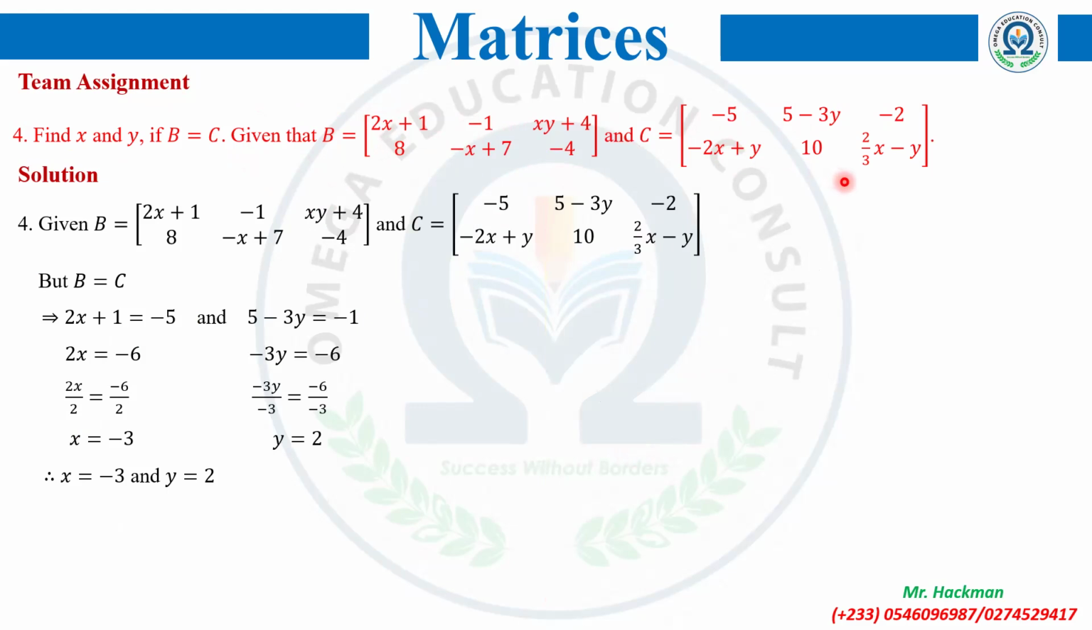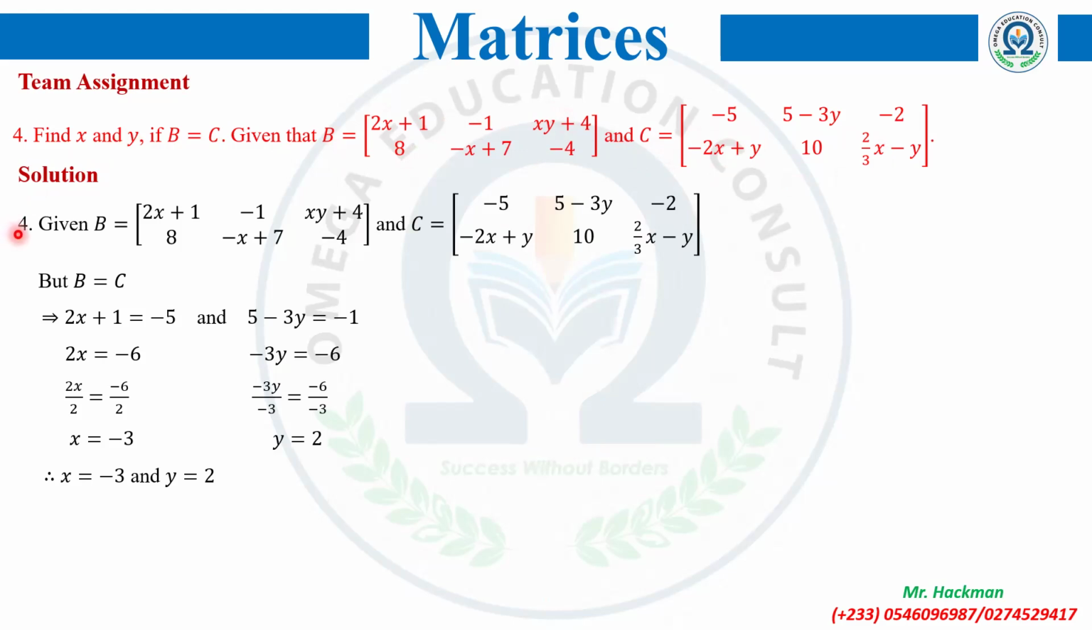All the matrices that we've dealt with so far, we're looking at a 2 by 2 square matrix. So the same concept. Okay, so let's see, find x and y. So meaning we are finding the values of x and y, if the matrix B is equal to the matrix C, given that the matrix B is this, and the matrix C is that.